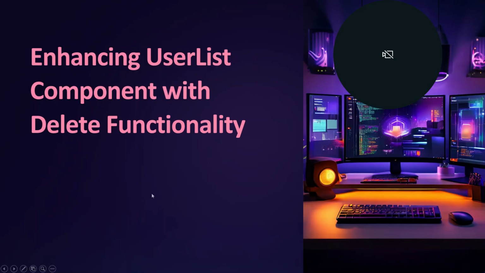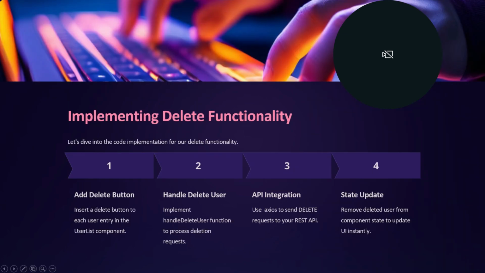Hi, welcome back. In this video, we are going to talk about how to enhance our user list component with the delete functionality. First, we will add a delete button. To the delete button, we are going to associate a handle delete user event handler. Within that event handler, we are going to capture the user ID of the user we want to delete. Then we'll call the Axios API to send the delete request. We will update the state for the removed user.